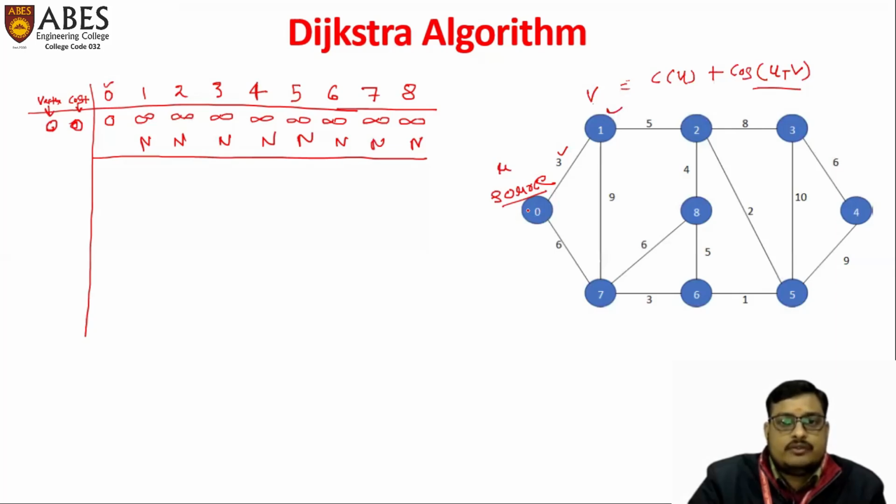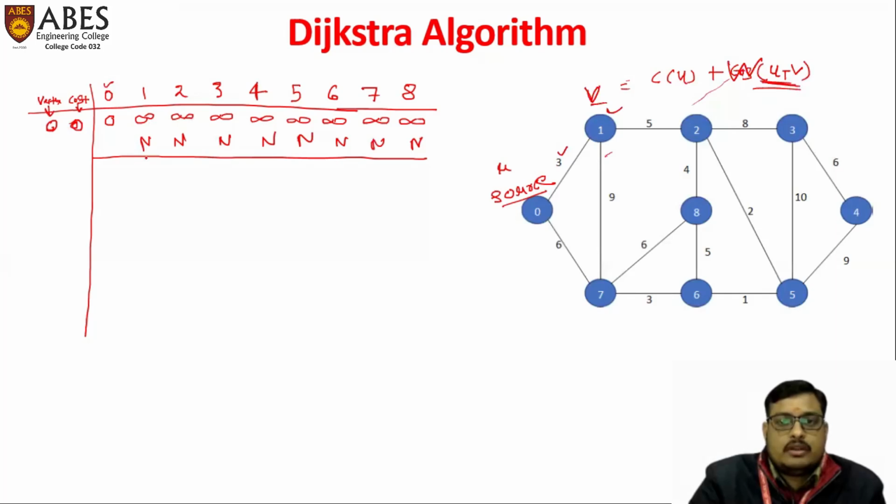Suppose the cost of 0 is 0 and the weight of this edge is 3. So basically we'll add this. You can write here WUV, that is the weight of UV, and that will be the cost of vertex V. So every time we will follow this.